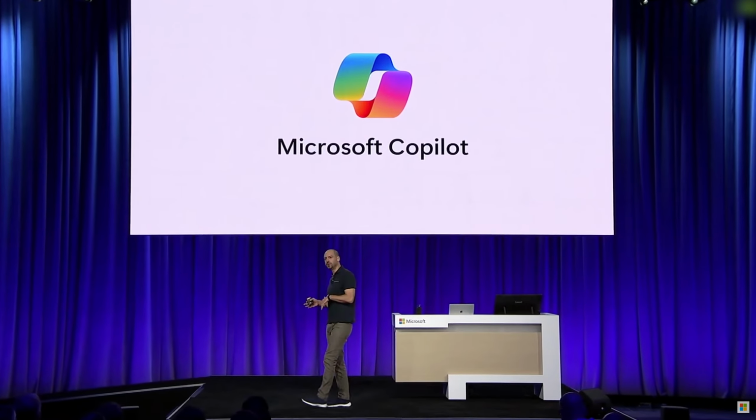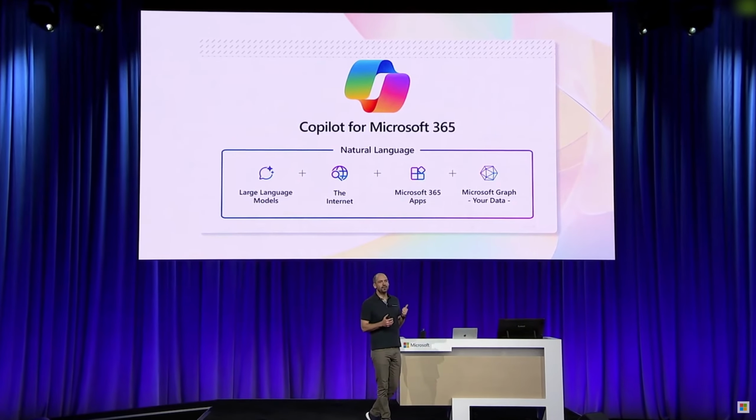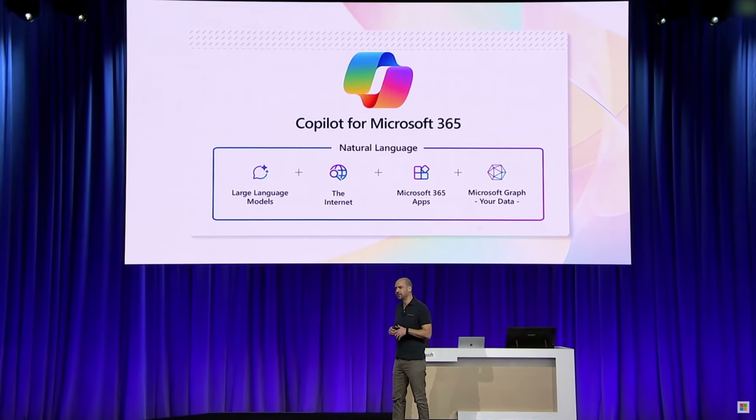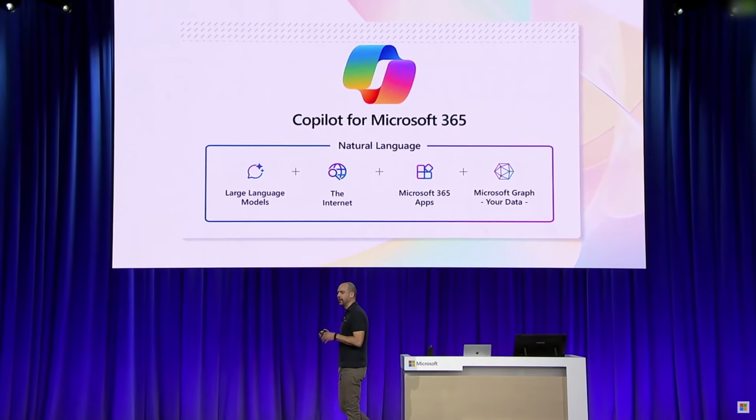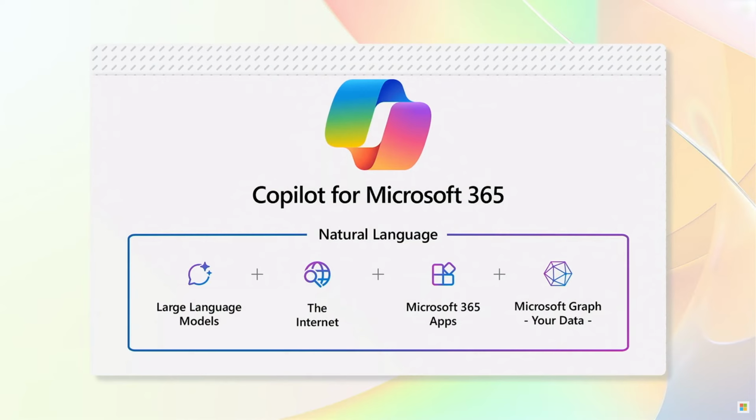And Microsoft's approach is to put people in control of the AI solutions we create. Copilot for Microsoft 365 creates all this out of the box by combining the power of large language models with the information from the public internet and the context and commands from the Microsoft 365 apps that you use every day, and grounds the whole process in your organization's data stored in the Microsoft Graph.